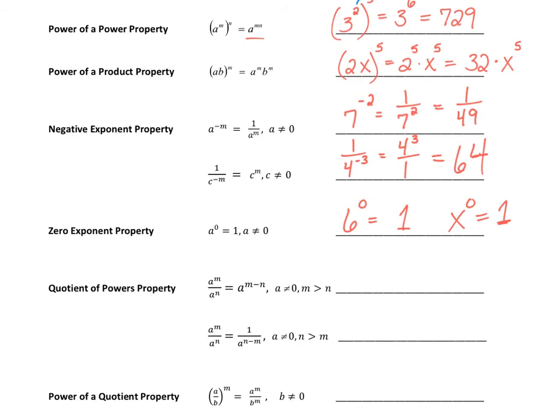The quotient of powers property. If we have two things with the same base being divided, we subtract the exponents. So for example, if we have 4 to the 5th on top and 4 to the 3rd on the bottom. Okay, so they both have a base of 4. We're going to subtract the exponents. So this will equal 4 to the 5th power minus 3, which would be 4 to the 2nd power, which is 16.